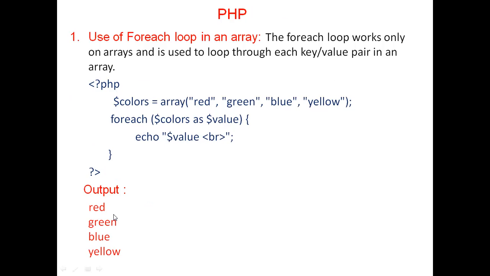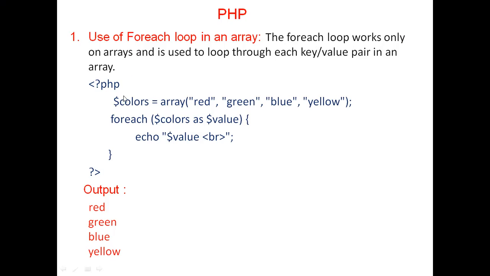Then it prints the output like this, and because of the br tag it goes to the next line. So the foreach loop works only on the array. Keep this in mind. When the question is loops in PHP, you are supposed to give the examples for the for loop, do while loop and the while loop, not the foreach loop. Okay, so the foreach loop is especially used for printing the array.